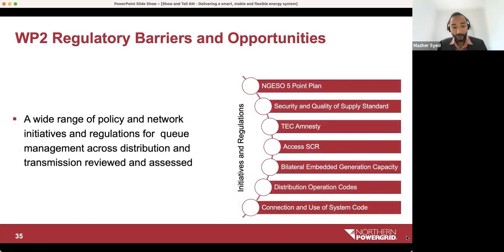As part of work package 2, we reviewed all the various policies, network initiatives, and regulations that are available out there for connections queue management across the distribution and transmission. Some of them are presented on the screen just now, which included NGSO 5-point plan, the tech amnesty, access SCR, and SQSS. If you go to the next slide, please.